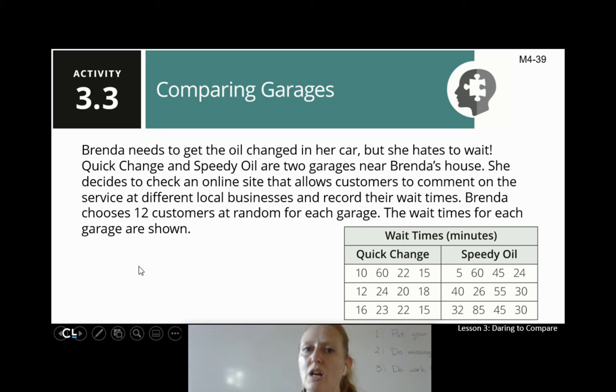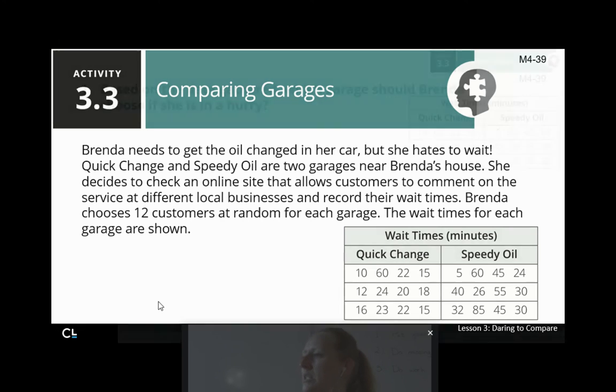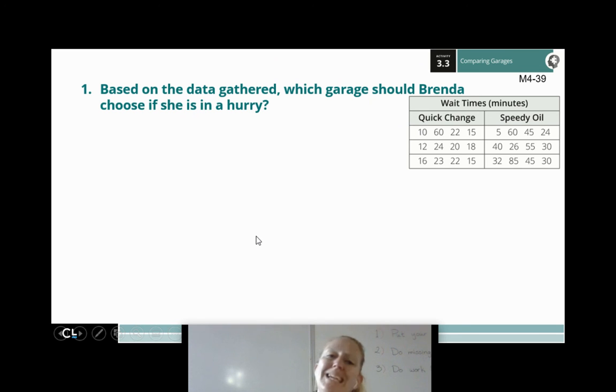Let's compare garages. Brenda needs to get the oil changed in her car, but she hates to wait. We all do, Brenda. We all do. Quick Change and Speedy Oil are two garages near Brenda's house. She decides to check an online site that allows customers to comment on the service at different local businesses and record their wait times. Convenient, right? Brenda chooses 12 customers at random for each garage, and the wait times for the garages are listed below. Based on the data gathered, which garage should Brenda choose if she's in a hurry?